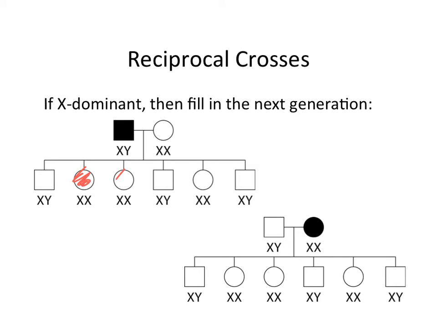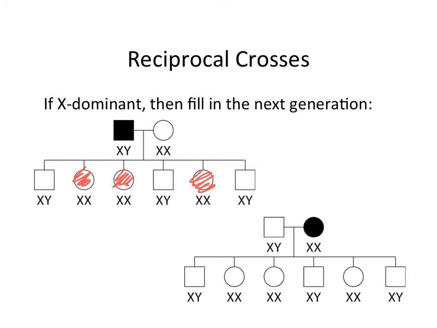So if dad passes his X chromosome on, it's guaranteed to go to all of his daughters. So father passes the trait to 100% of his daughters because he's only got one X chromosome, and it's got the mutation on it. So this is the inheritance pattern for X-linked dominant traits. Dads pass it to all of their daughters.